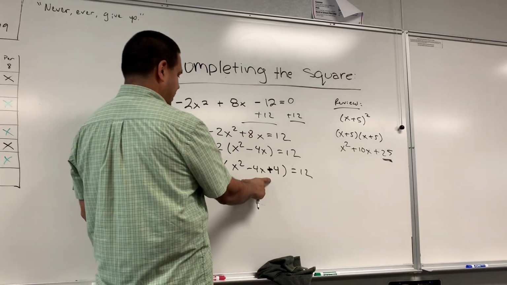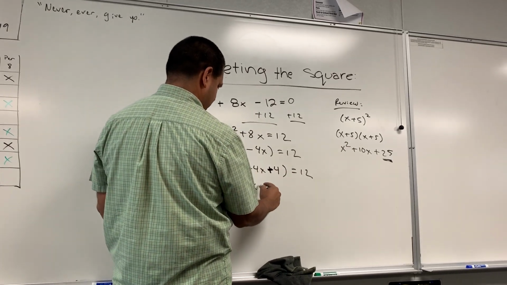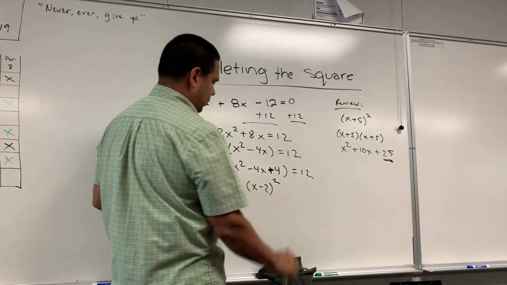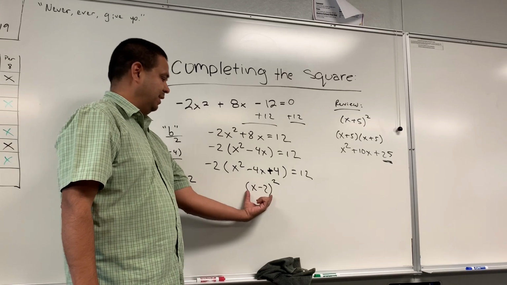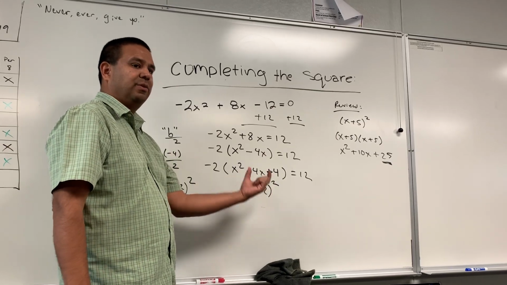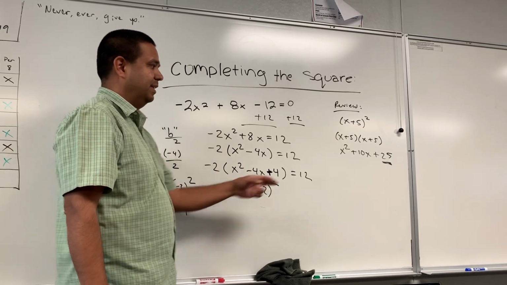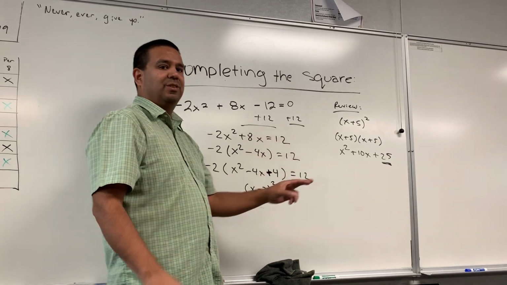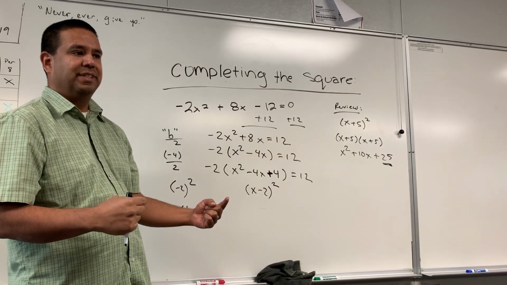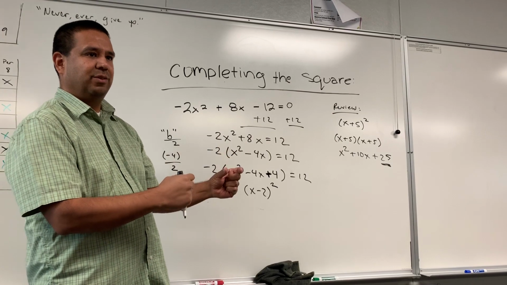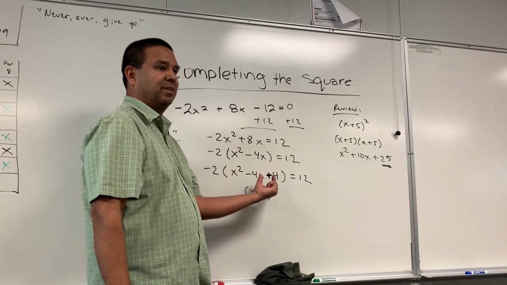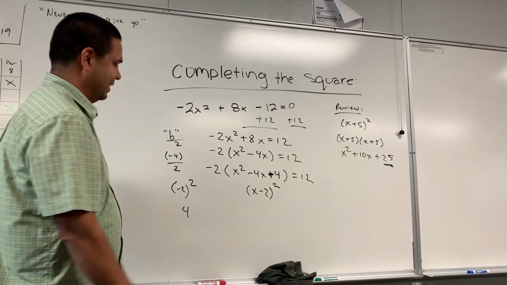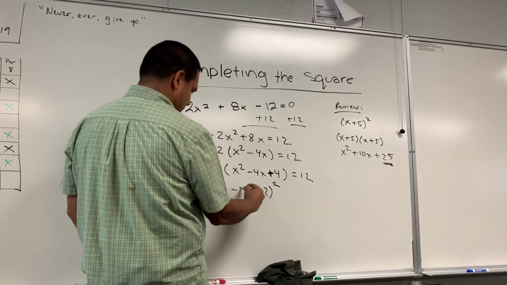And that means this would factor into x minus 2 squared. Convince yourself that's true. Expand this in your head. x minus 2 squared is x minus 2 times x minus 2. Just like we did this one. So you would get x squared minus 4x, and then minus 2 times minus 2 is plus 4. Like magic. And then we still have that minus 2 in front.